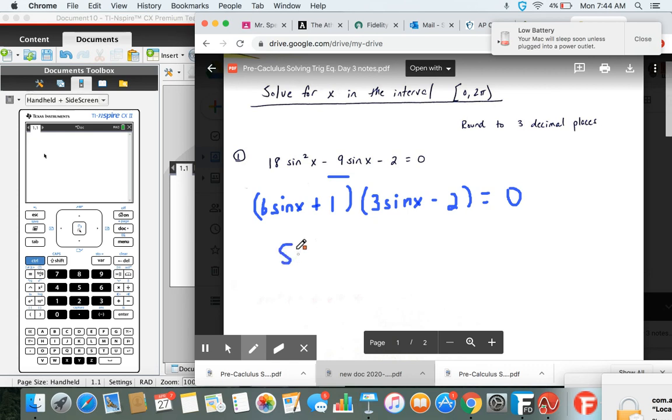So we would take each one of those factors, set them equal to 0, and we're going to get sine x to be negative 1/6. And we're going to get sine x to be 2/3.